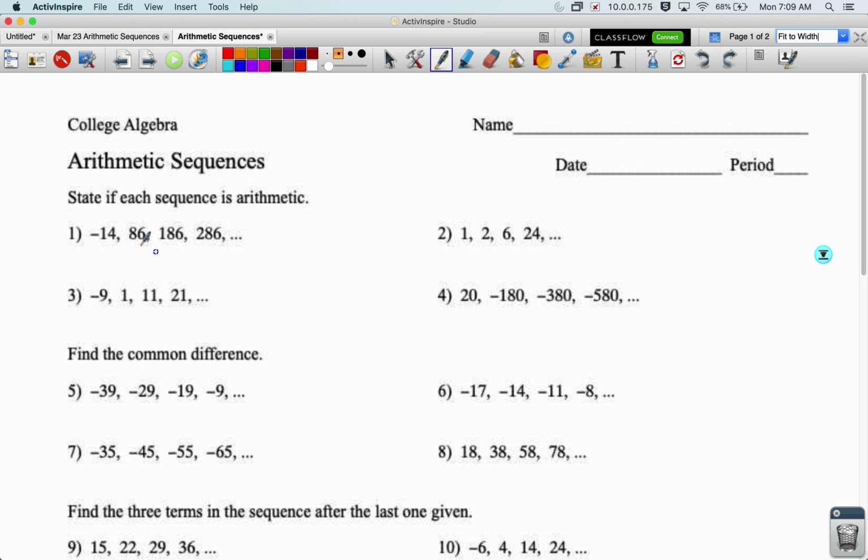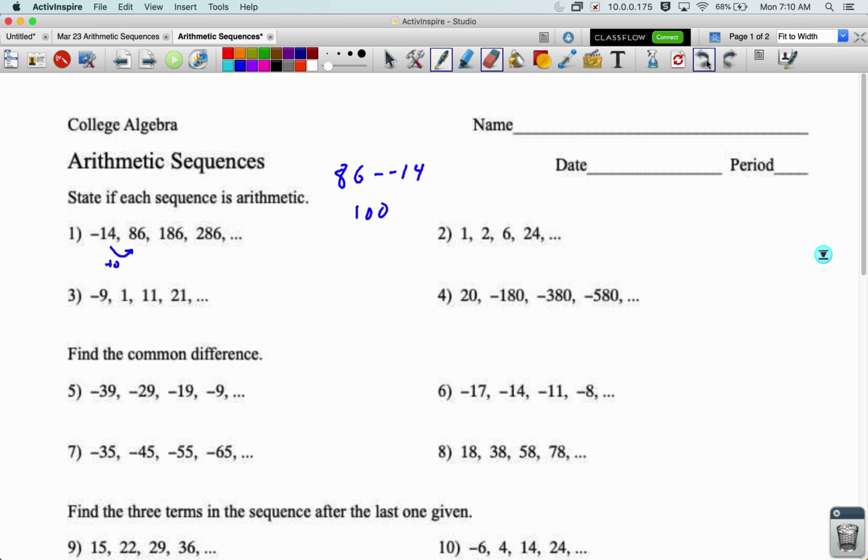So what I'm doing is I'm checking to see if adding the same amount to get from the first term to the second term matches the amount that I need to add to get from the second term to the third term, and the third term to the fourth term, and any other terms if we see them. One way I can figure out how much I'm adding here is do subtraction. So take the second term and subtract away the first term. So do 86 minus a negative 14. That's the same as 86 plus 14. That becomes 100. So I realize that my common difference here is plus 100.